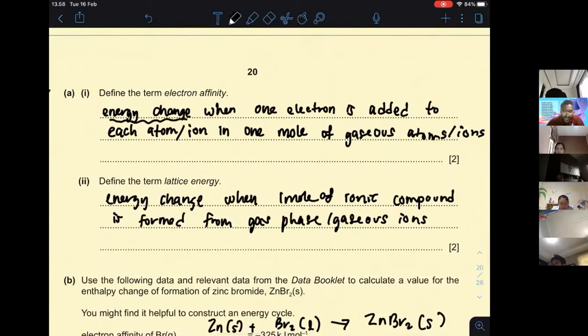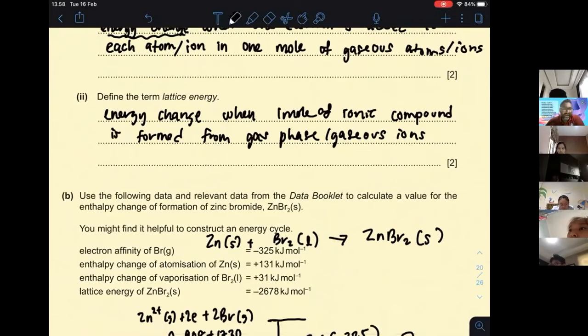It's the energy change when one electron is added to each atom or ion in 1 mole of gaseous atoms or ions. So please remember this. This is the definition: 1 electron is added to each atom or ion in 1 mole of gaseous atoms or ions.